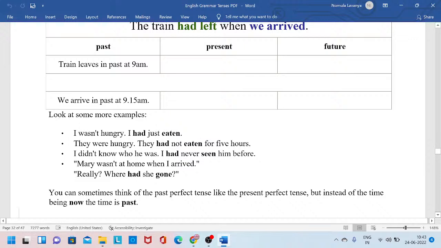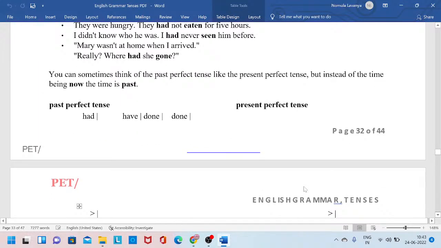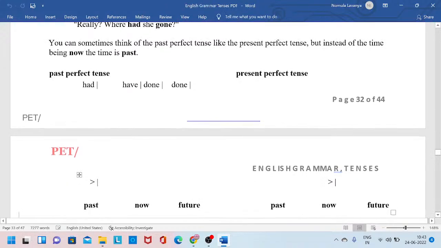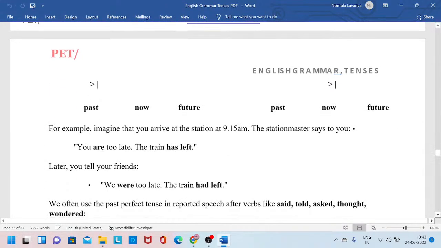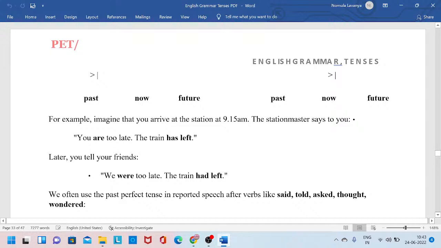So you can sometimes think of past perfect tense like present perfect tense, but instead of the time being now, the time is past. So this is all past perfect tense: had, have, done. For example, imagine that you arrive at the station at 9:15 a.m. The station master says to you, "You're too late, the train has left." Later you tell your friends, "We were too late, the train had left."